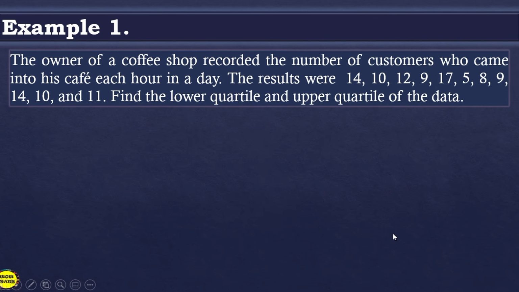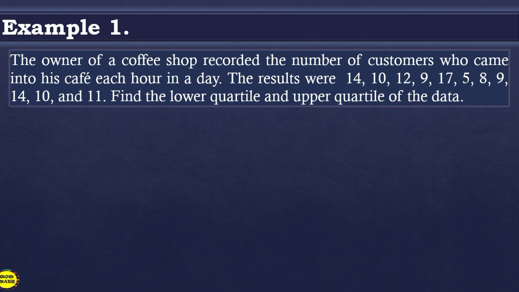Alright, so for example number 1, the owner of a coffee shop recorded the number of customers who came into his cafe each hour in a day. The results were 14, 10, 12, 9, 17, 5, 8, 9, 14, 10, and 11. Find the lower quartile and the upper quartile of the data. So ibig sabihin, yung hinahanap natin dito is yung first quartile and the third quartile.